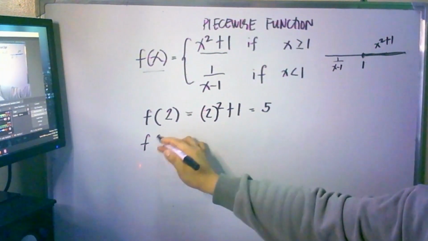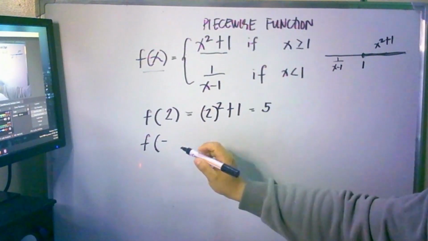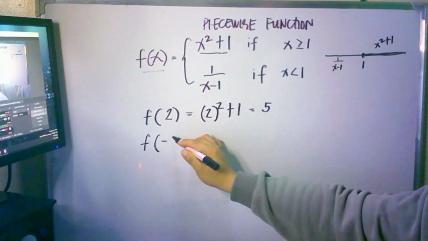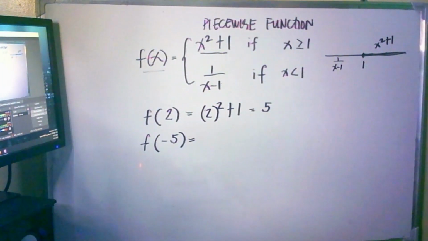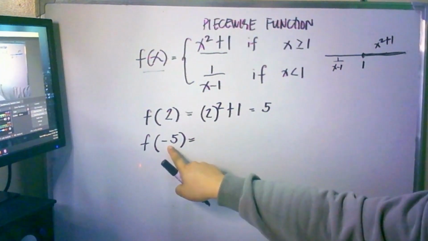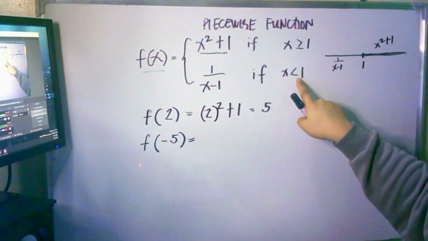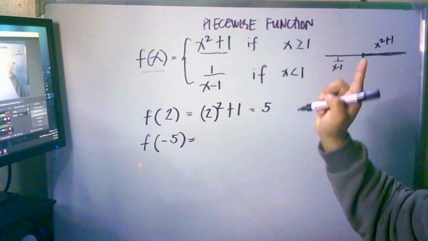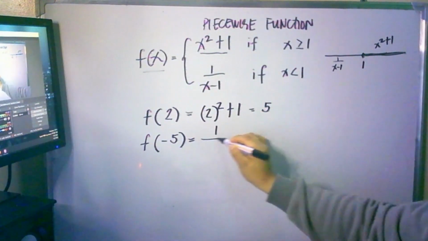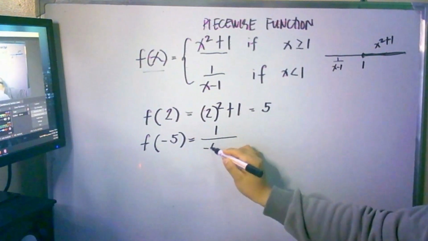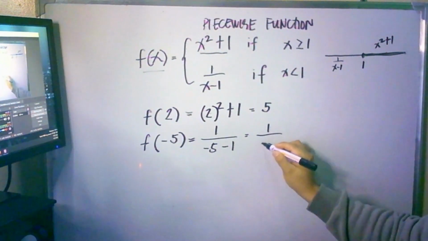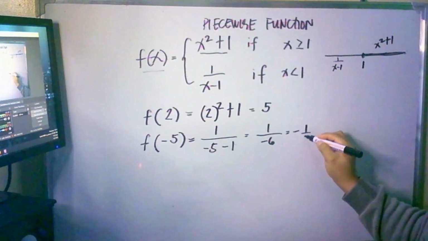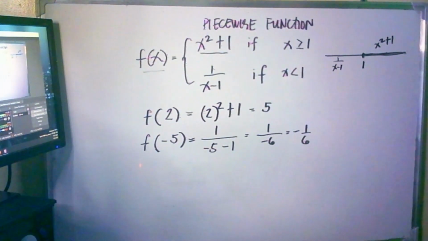What if we're going to evaluate this one? So f of, say, negative 5. What piece are we going to use? First or second? Second. How do we know that? Because negative 5 is less than 1. So we're going to make use of just that second piece. So 1 over x, which is negative 5, minus 1. And then simplify. So we have negative 6. This is rewritten as negative 1 over 6. That's it.